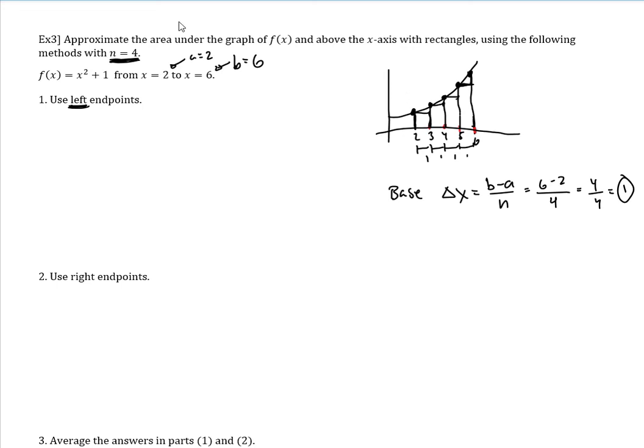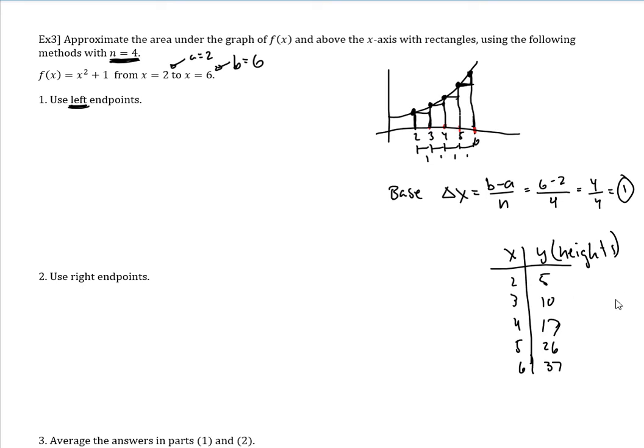Okay, so I'm going to put this over here. So I'm going to copy that table. So this is our x, this is our y, which again represents heights of our rectangles. And so when I plugged in 2, 3, 4, 5, and 6, so those were my 5 points that I have plotted here. We had our heights as 5, 10, 17, 26, and 37.